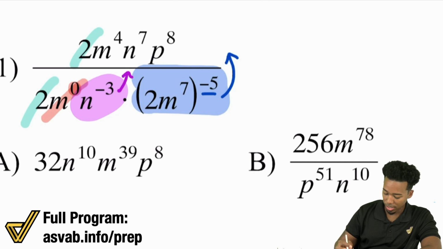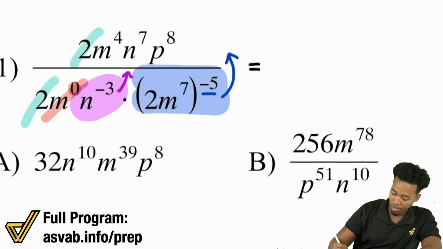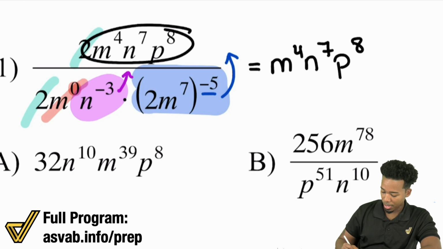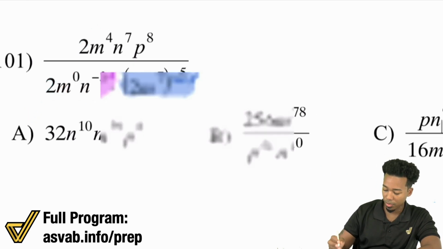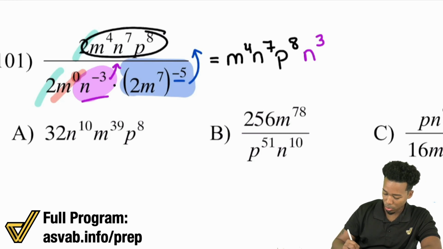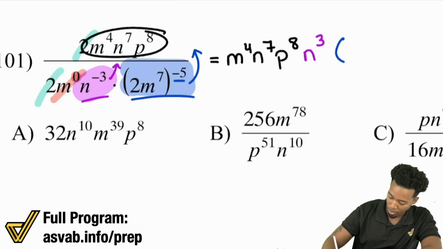So when we rewrite this, everybody, here's what we have. We're still going to have all of this here: m to the power of 4, n to the power of 7, p to the power of 8. But then we'll have that right here, n to the power of negative 3. That's now n to the power of positive 3. And then we also have this over here, parentheses, 2m to the power of 7.